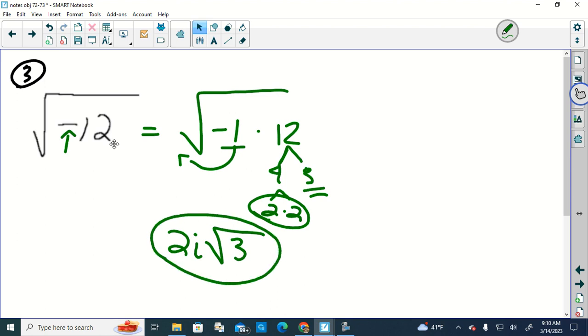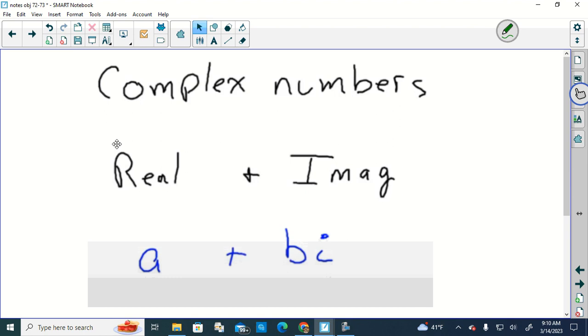It's pretty simple. Okay, so one more rule that I need you to write, and this is in regards to making sure when we write complex numbers, and the reason why we have complex numbers is because you might have a real number and then you might have an imaginary number.